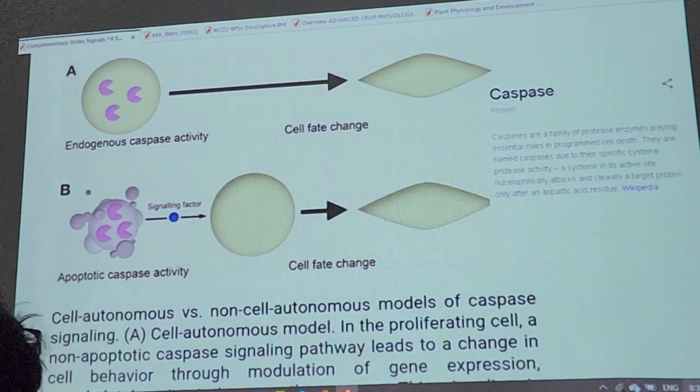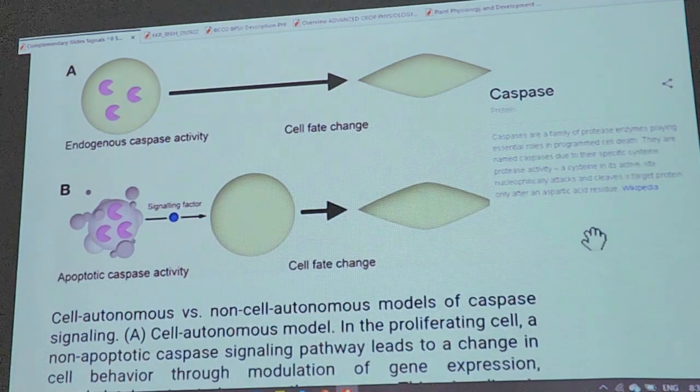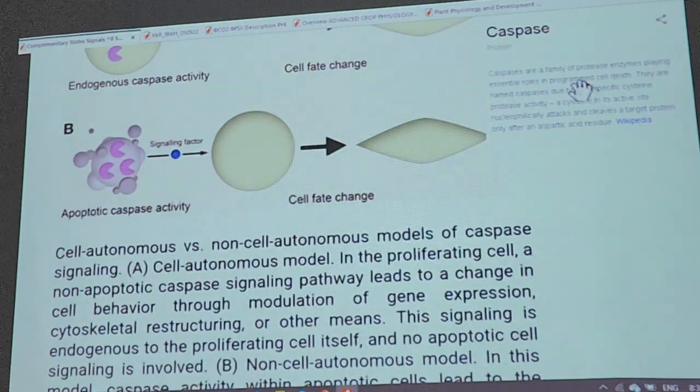And, oh, there's a word, caspases, a family of proteins and protease enzymes. Protease means enzyme that breaks down protein. Playing an essential role in programmed cell death.